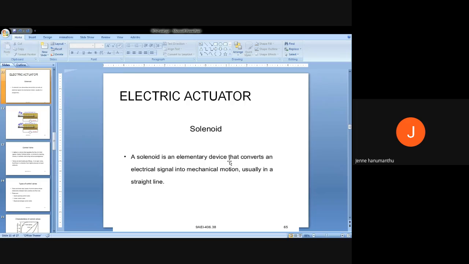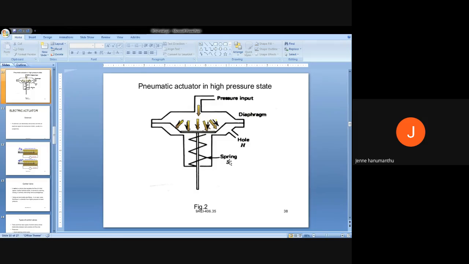And one more is the hydraulic actuator. Next one is the hydraulic actuator. The hydraulic actuator converts hydraulic levels. Hydraulic means fluid levels: one level of fluid into another level of fluid. It is done with the help of the hydraulic actuator. Okay, this is about your actuators.